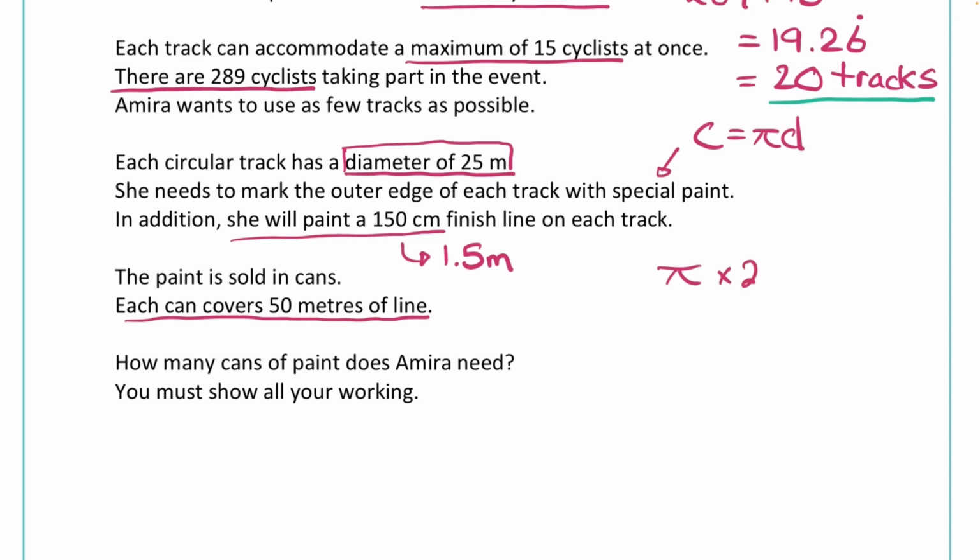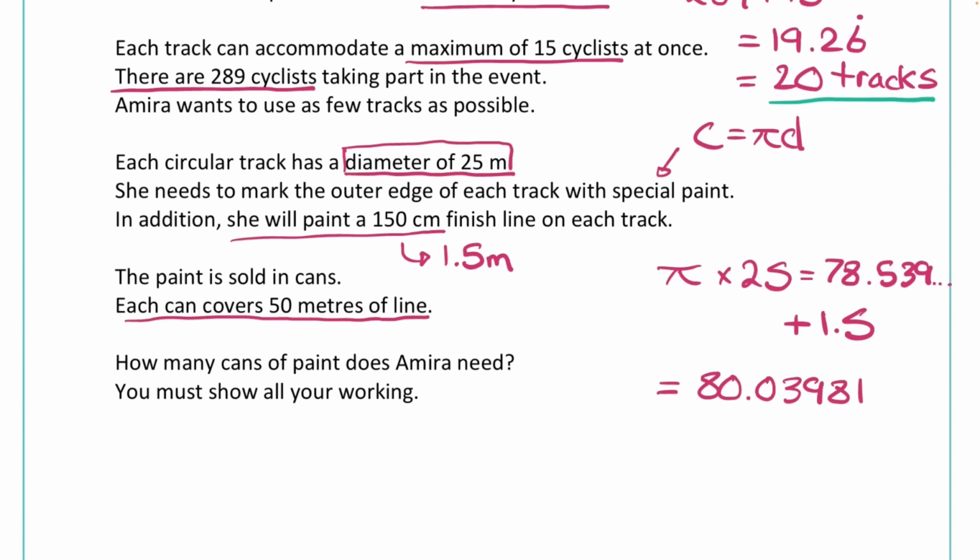So if the circle has a diameter of 25, well, we can do pi times the diameter of 25, and we can type that in on our calculators. That comes out as 78.539, and a few more decimals there, but I also need to add the 1.5 metres for each track. I could add all the 1.5s at the end, but I'm going to add it right now just to get the total distance needed for one track, which is 80.0398164.